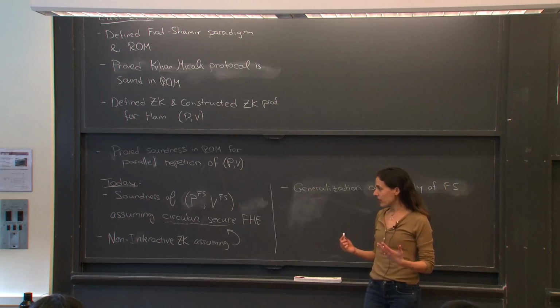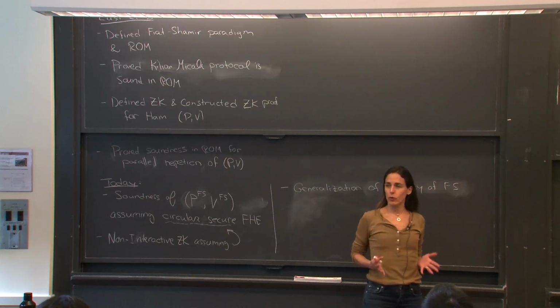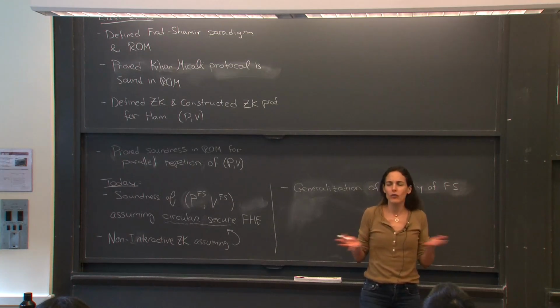And the second part of the class: now you can say, okay, let's say we prove Fiat-Shamir. Why am I obsessed with this protocol? And let's say we prove Fiat-Shamir for this protocol. So what? Why should you be engaged?